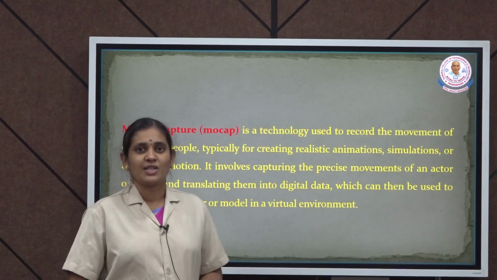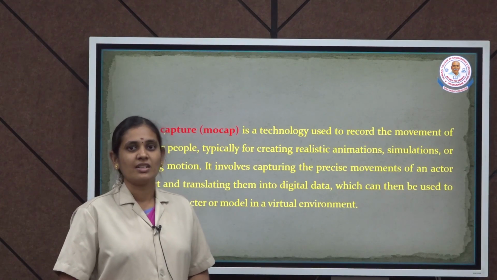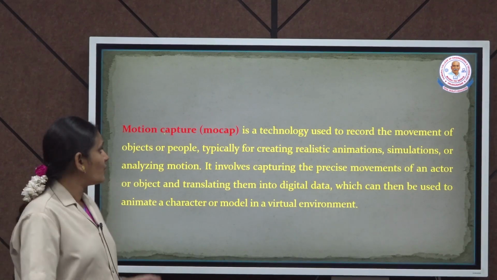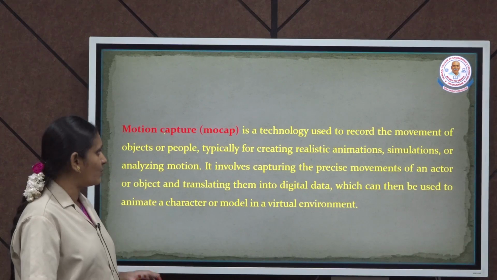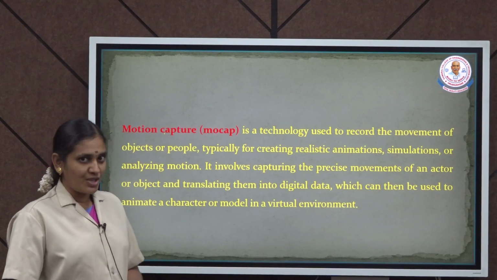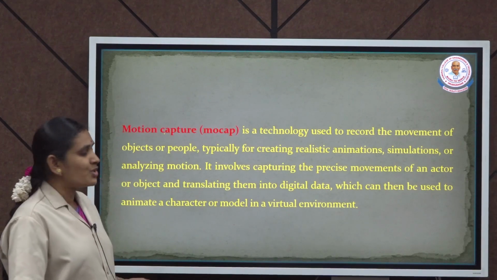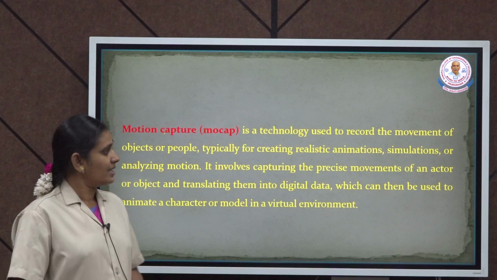Motion capture is a technology used in visual effects for creating a realistic animation for a CG element. So, let us see the definition. Motion capture is a technology used to record the movement of objects and people for creating a realistic animation, simulation or analysis. This captured information is used for creating a most realistic animation for a CG element.